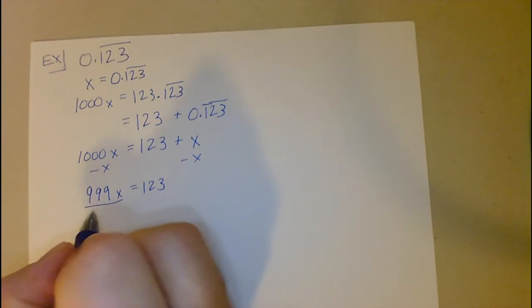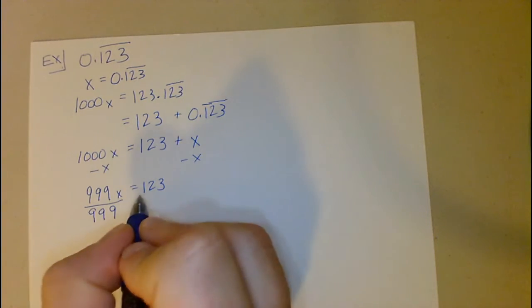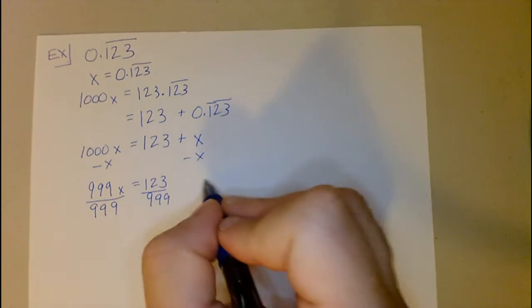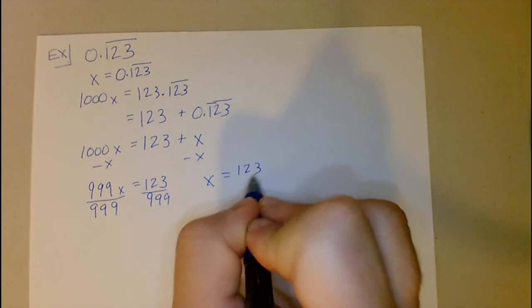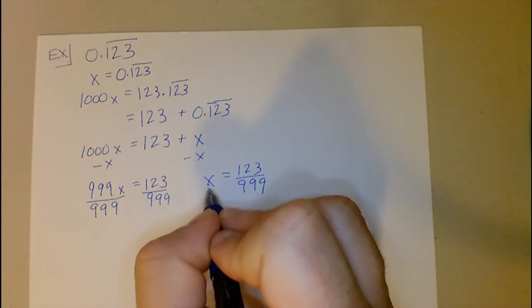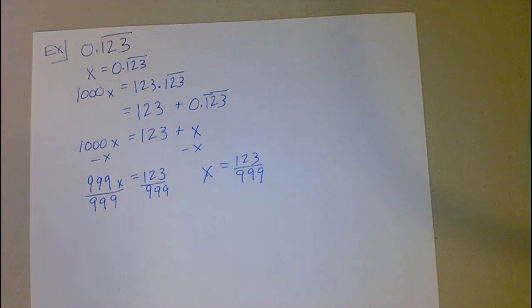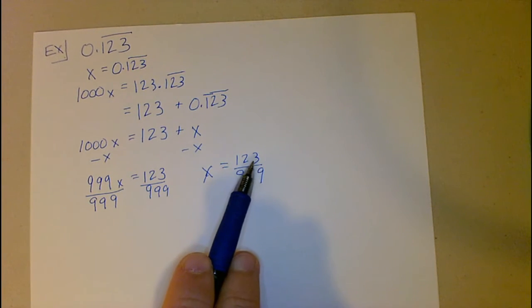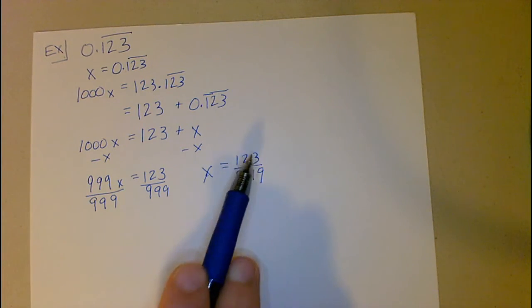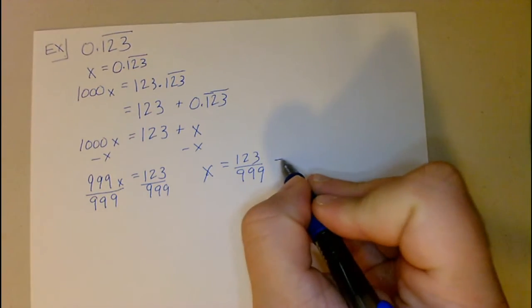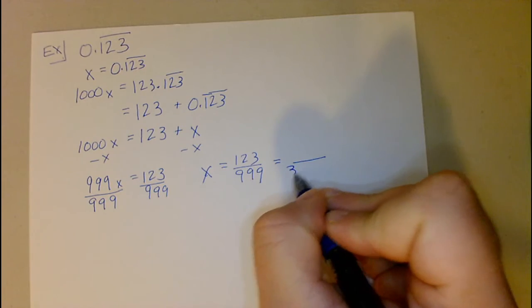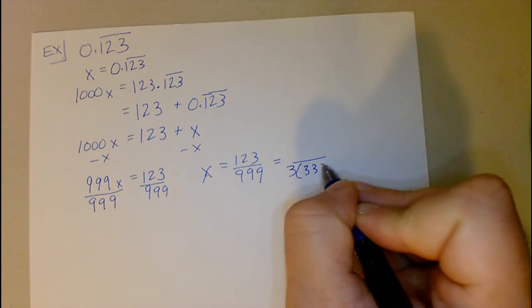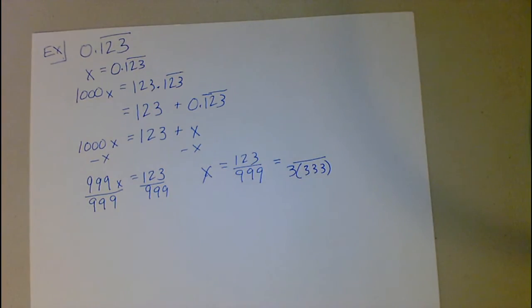I can divide both sides by 999. And x equals 123 over 999. It's clear that 999 is divisible by 3. Is 123 divisible by 3? Yes, it is, because 1 plus 2 plus 3 is 6, and 6 is divisible by 3. So that means that 123 must be divisible by 3 according to that trick. Okay, so if I pull a 3 out of 999, I'm left with 333.